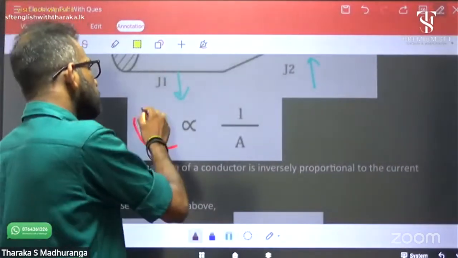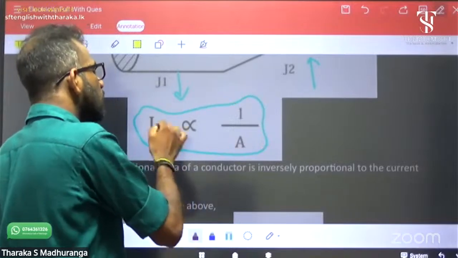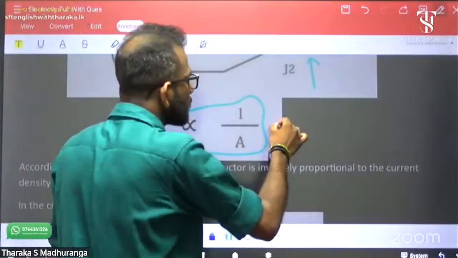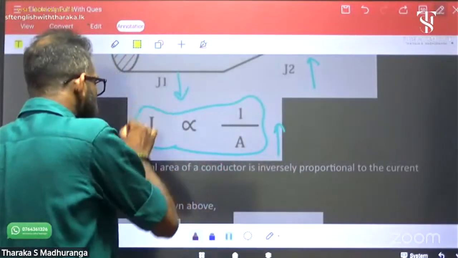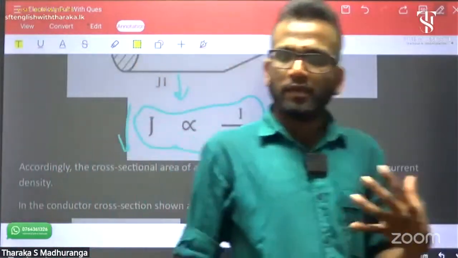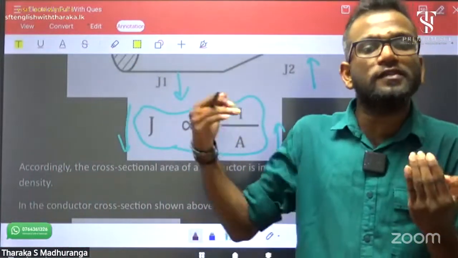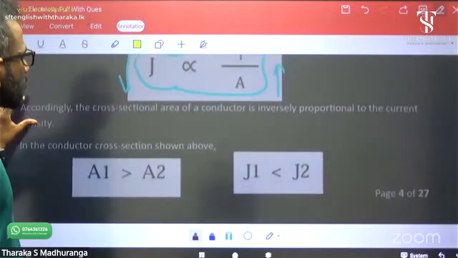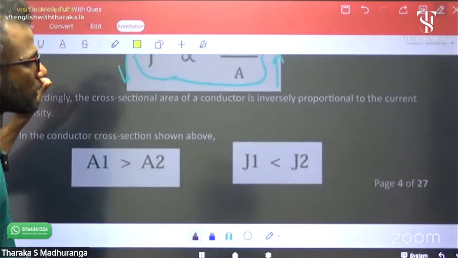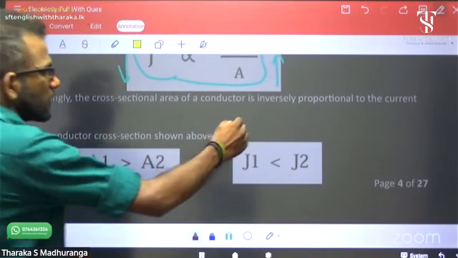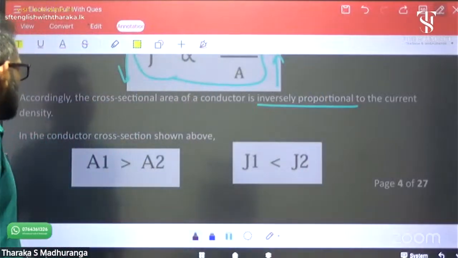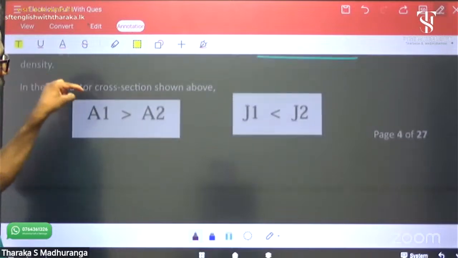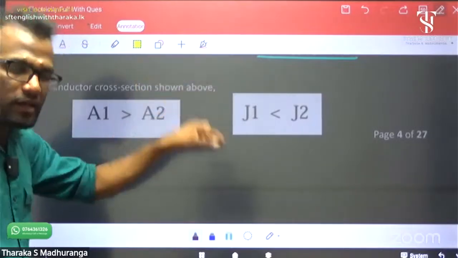Okay, this is the basic relationship. Current density is inversely proportional to the cross section area. Therefore, we can reduce the current density by increasing the cross section area. According to this, the cross section area of a conductor is inversely proportional to the current density. That means cross section area increasing, current density decreasing.